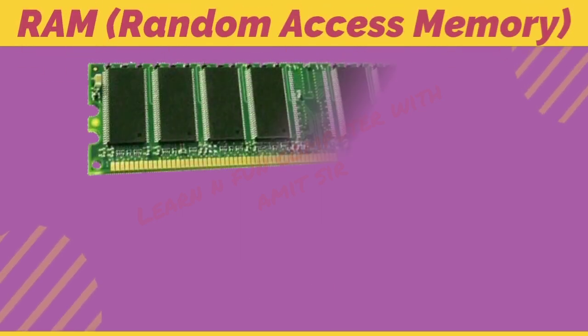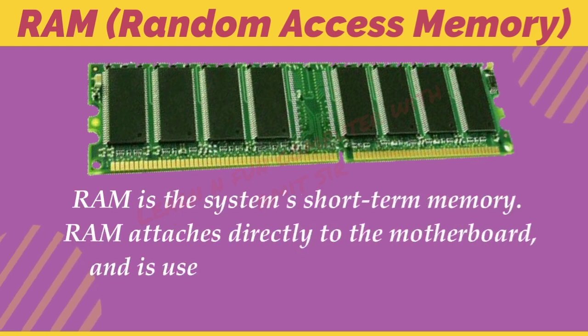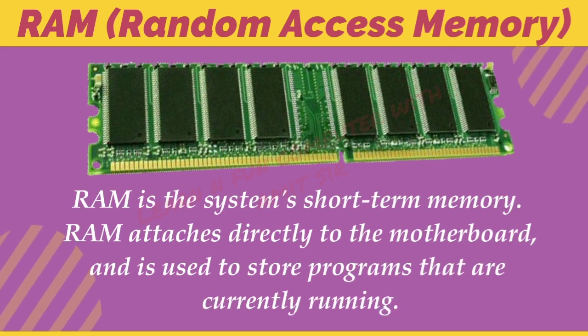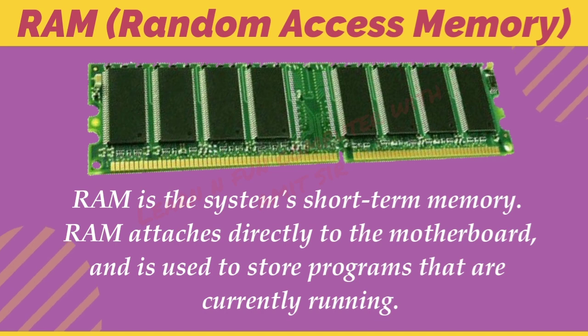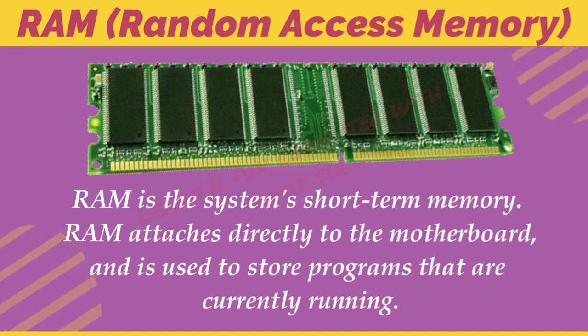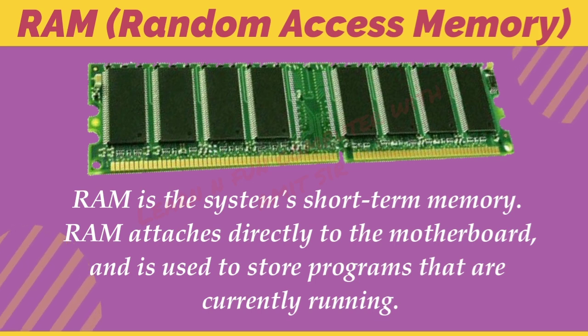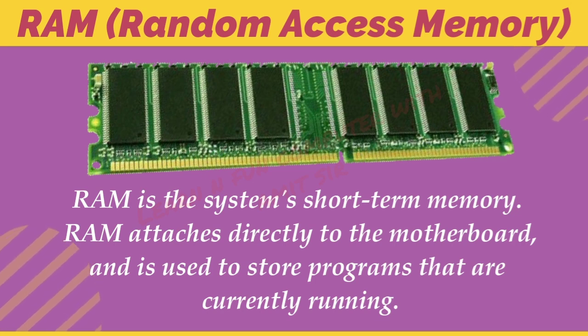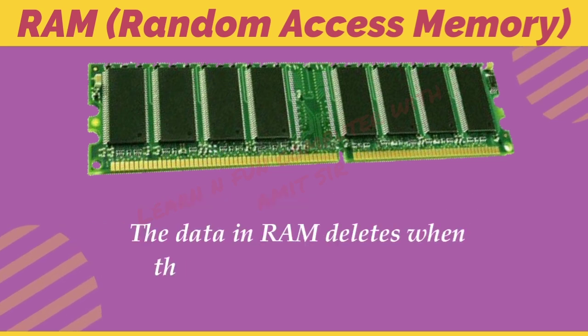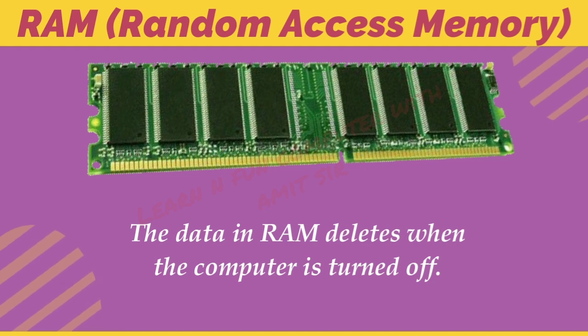The next is RAM. RAM stands for random access memory. RAM works as a short-term memory for the system. RAM is directly attached to the motherboard and is used to store programs that are currently running in the CPU. Whenever your computer performs calculations, it temporarily stores the data in the RAM until it is needed. The data in RAM is deleted whenever you turn off your computer.